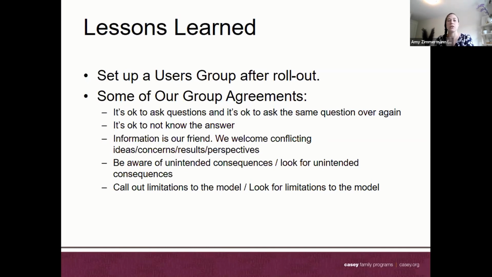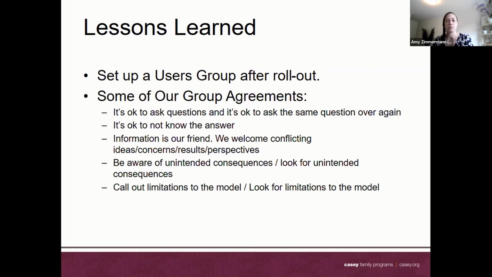Then also similar, be aware of unintended consequences and specifically look for those unintended consequences. Really put that front and center. What could be a negative result of putting this out into our organization? What could happen, and how do we support around making sure that we can prevent that? Also calling out limitations to the model, so that gets back to the value of being really transparent, and also looking for limitations to the model. Again, that same, making sure that we're not baking in our biases. So that's been a huge help in getting such a rich users group going.